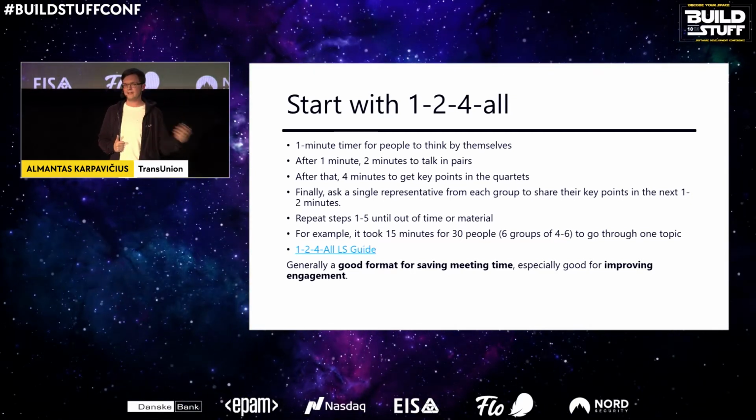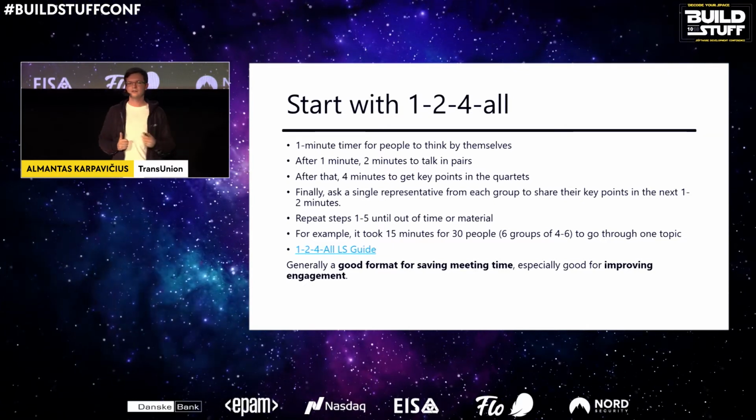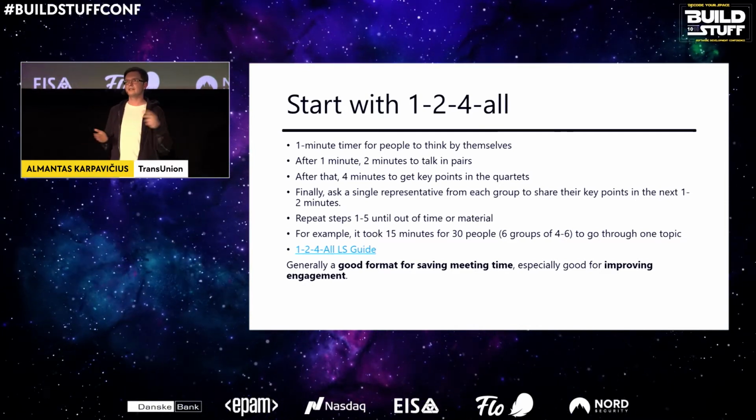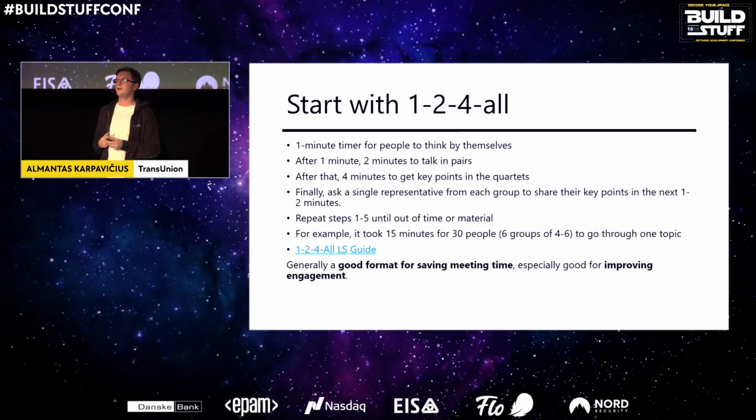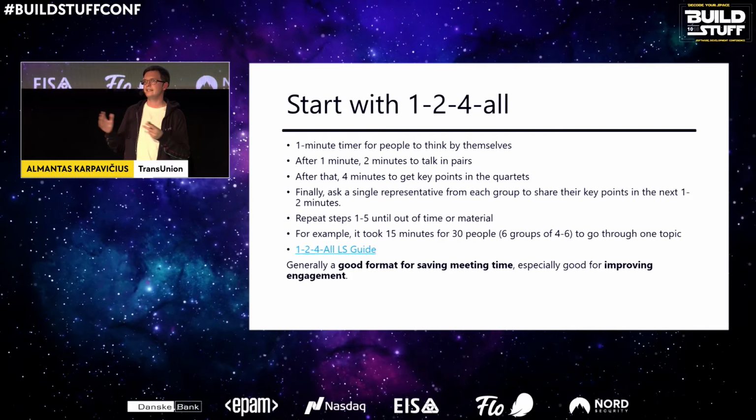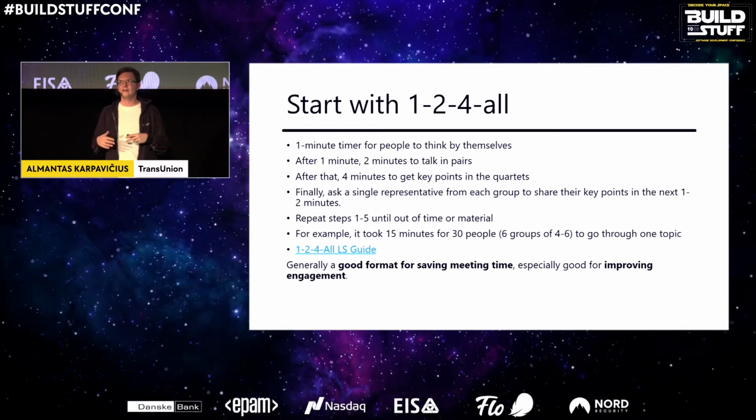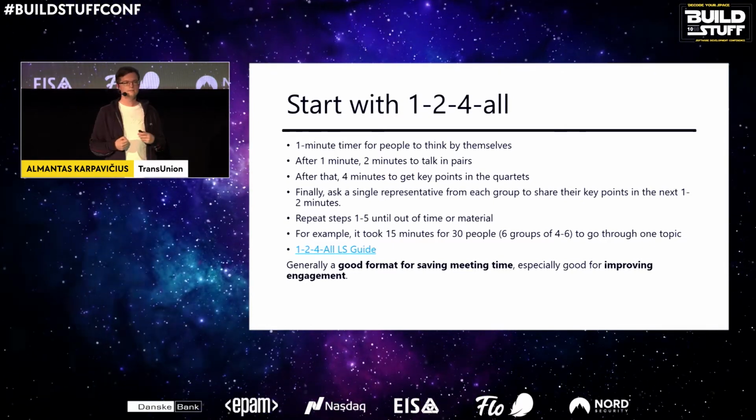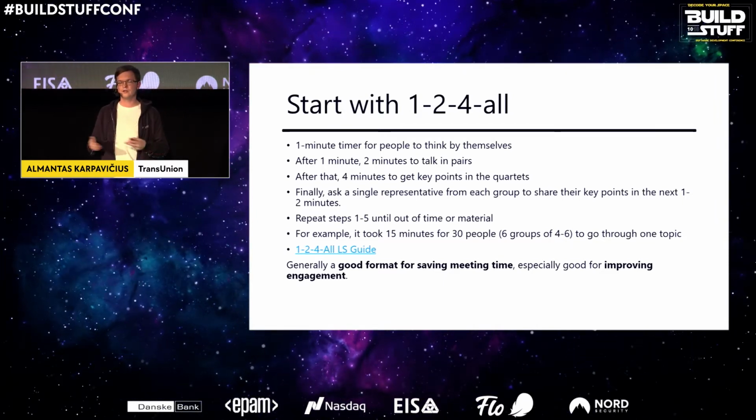And the first fundamental liberating structure that I highly recommend for everyone, because it's a generally good format for saving meeting time, and especially it's great for improving engagement, is 1-2-4-All. Here's how it works. You give a question, a topic, for a group of people actually. And then an individual person will think about that for 1 minute. Then you pair that person, or rather let them choose whom they want to be paired with, or you randomize that, and let a pair discuss the question for 2 minutes more. Then you pair 2 pairs and discuss the question, the topic, for 4 minutes more.